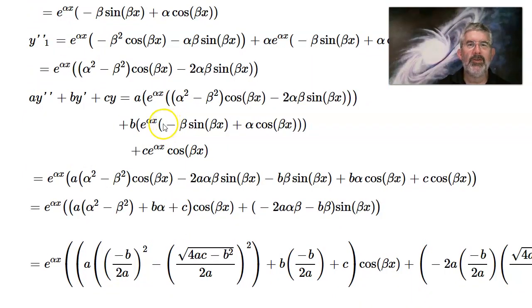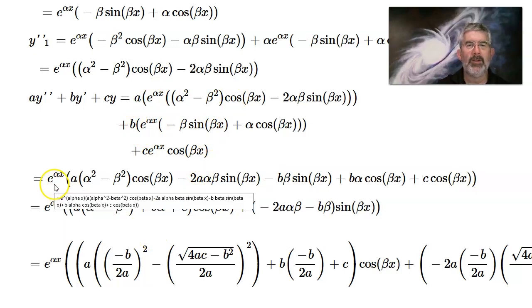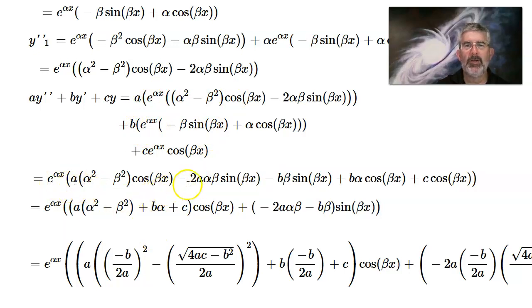So what I'm going to do here is factor out all these e to the alphas, and distribute the a into here and the b into there. So there's the e to the alpha with the a distributed in on this first one, and the b distributed in on the second one.